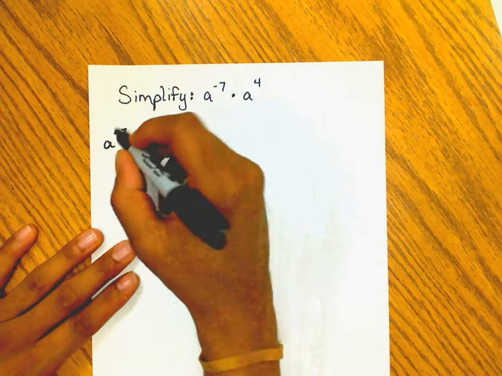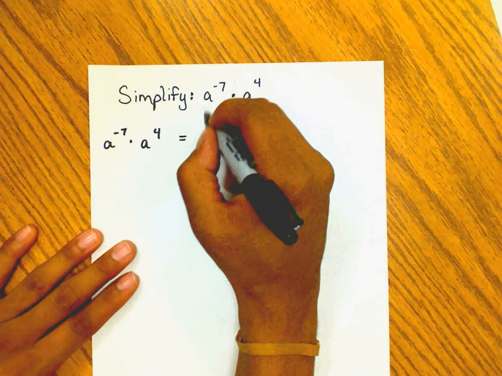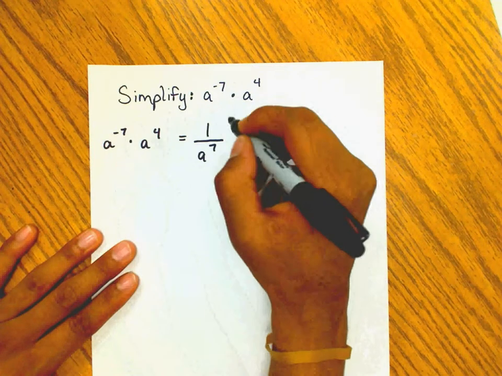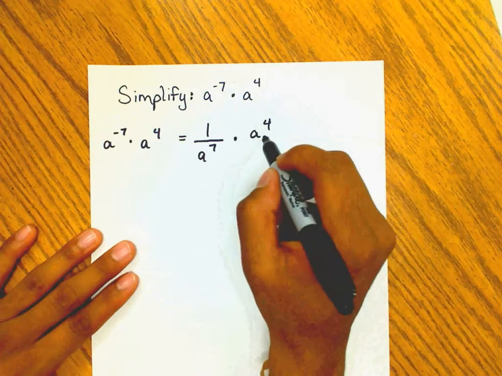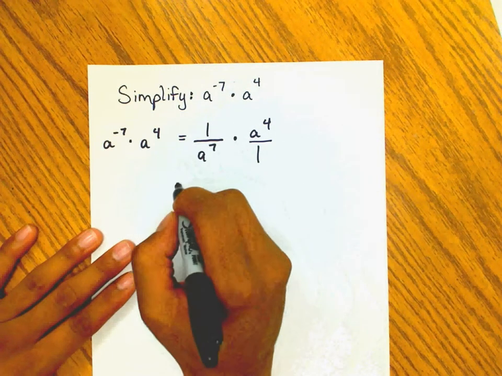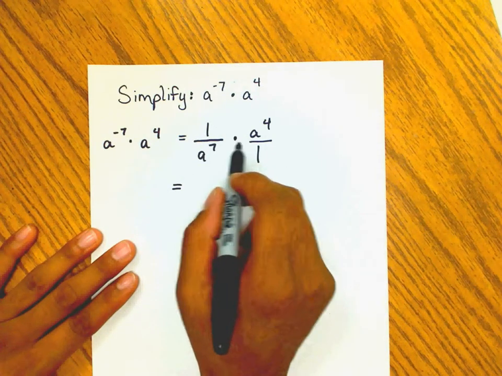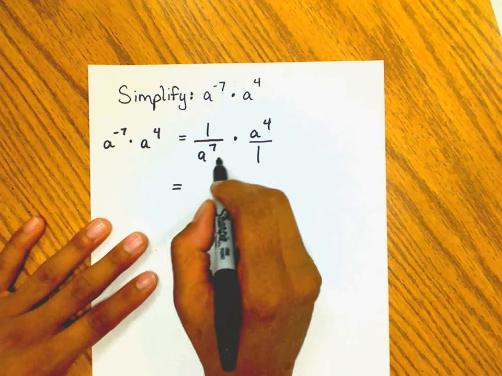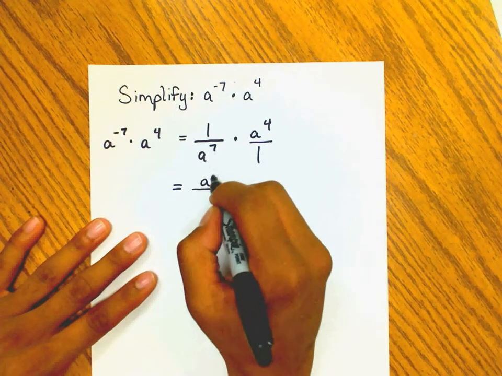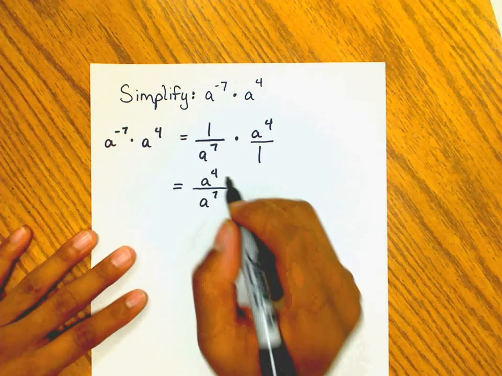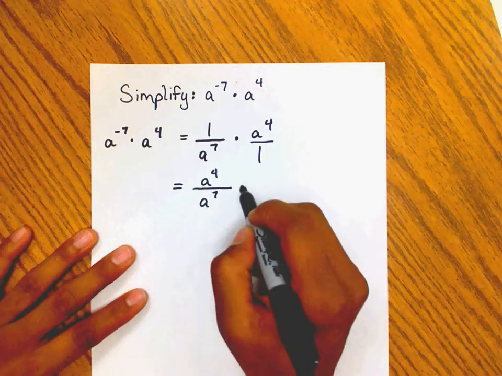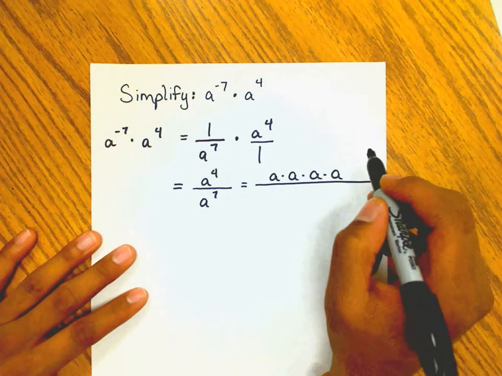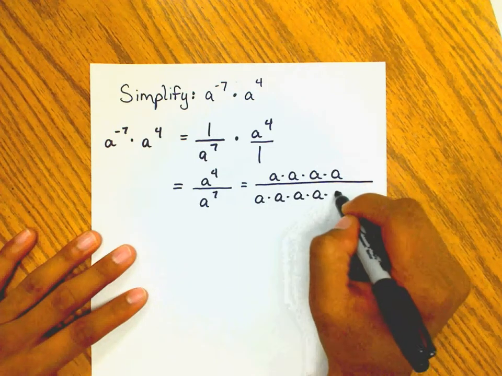And when I rewrite it, I'm going to lose my negative exponent. So 1 over a to the 7th is how you rewrite a to the negative 7 times a to the 4th. Now, a to the 4th is going to be over 1, so I'm just going to put that over 1. Now, what I want to do is write this as a product, and I'm going to go ahead and expand it. So, really, if I multiply these two, I'll have this. Now, I'm going to expand it like I did in my last problem. 1, 2, 3, 4, and then 1, 2, 3, 4, 5, 6, 7.